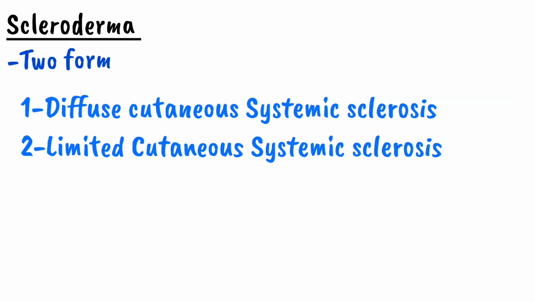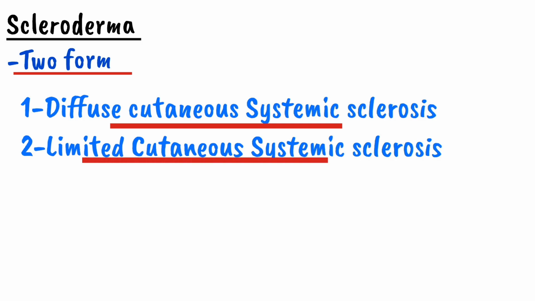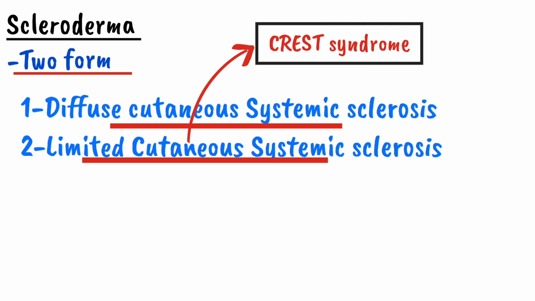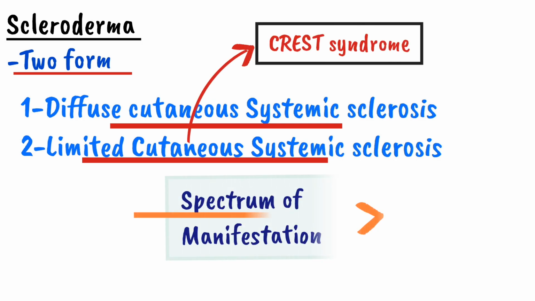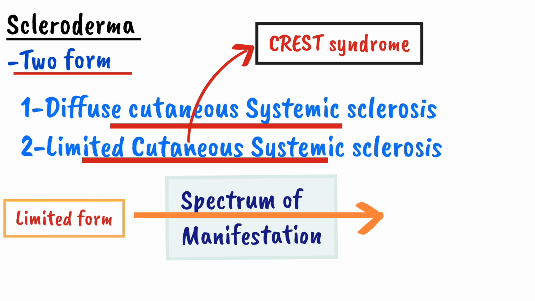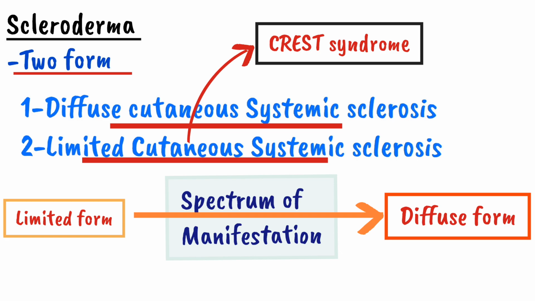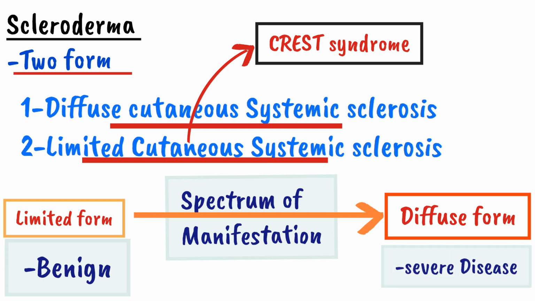Scleroderma primarily manifests in two forms. The first one is diffuse cutaneous systemic sclerosis, also called the diffuse type, and the second one is limited cutaneous systemic sclerosis, also called CREST syndrome. Remember that these two forms represent a spectrum of manifestation. At one end there is a limited form and at the other end there is a diffuse form. The limited form is usually a benign condition and the diffuse form represents a more severe disease, but most of the patients are present in between these two forms. Now firstly we will discuss the diffuse form and later on we will study the limited form of systemic sclerosis.